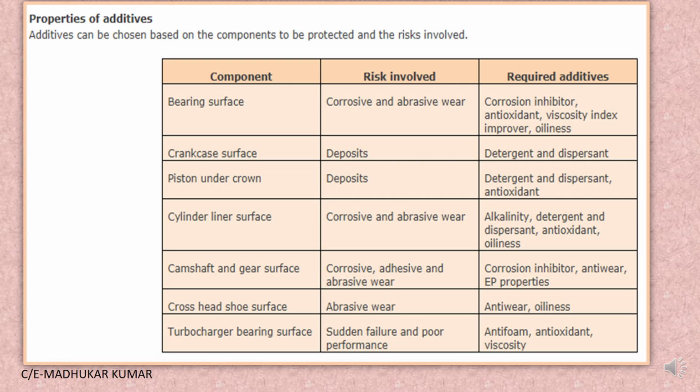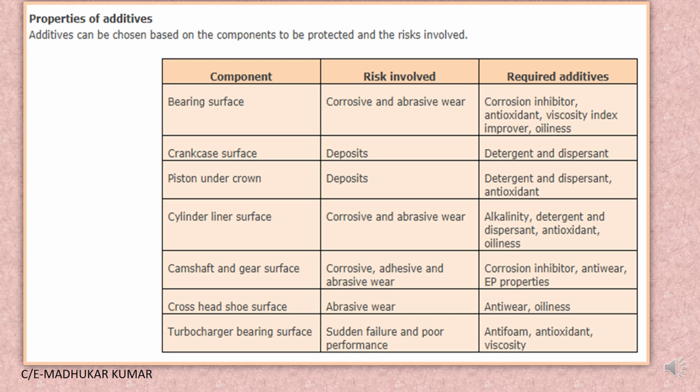Camshaft and the gear surface. For this one, the risks are corrosion, adhesion, and abrasive wear. So in this one, you have the corrosion inhibitor, anti-wear agents, and EP properties. So this is also required. The crosshead and the shoe surface: abrasive wear is the most risky part. So anti-wear properties, oiliness, or extreme pressure additives are the things needed.